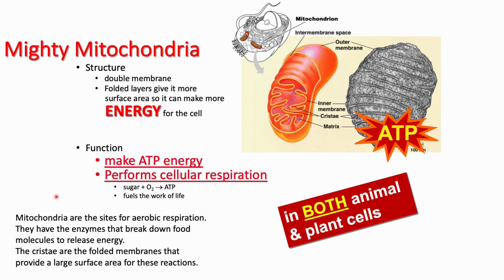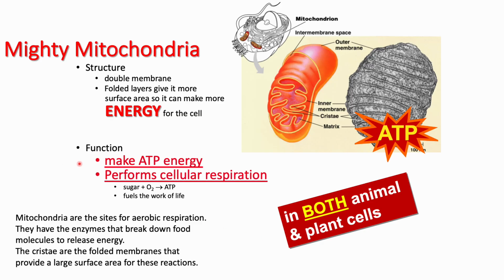The mitochondria are the sites for aerobic respiration. They have enzymes that break down food molecules to release energy. The cristae, and if you look at the diagram here, the cristae, this folded membrane inside, that's a folded membrane known as a cristae that provides for the larger surface area for these reactions to occur.